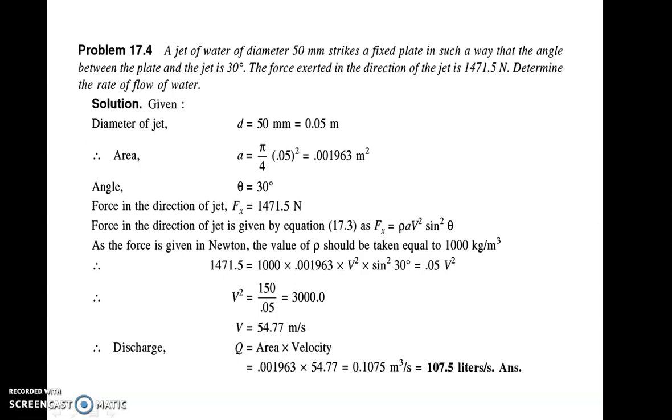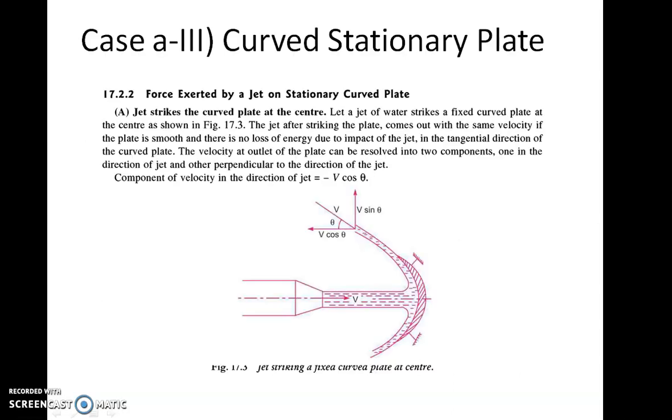So you know that the force exerted in x direction is given by Fx is equal to rho a v square sin square theta. It is sin square theta. It is our formula. So in this formula Fx is given 1471.5, which is equal to rho is 1000, area you have calculated pi by 4 d square, into v square, which we need to calculate, into sin square 30. This will give you velocity v as 54.77 meter per second. And putting this velocity in the formula, discharge is equal to area into velocity, you will get the discharge as 107.5 liters per second. So the numericals are very simple on unit number 1.